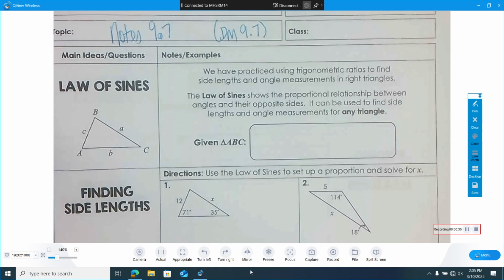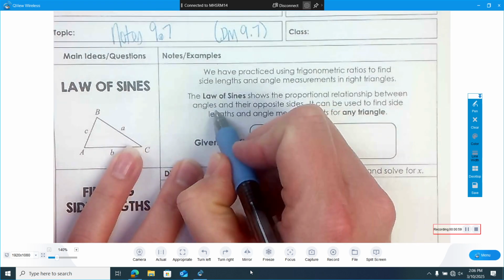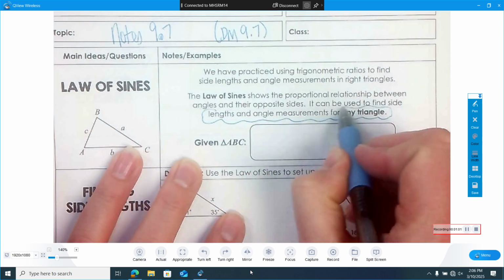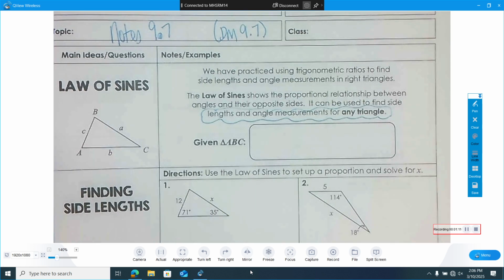So it turns out, up until this point, everything that we have been doing has been right triangle trig. 95% of trigonometry is right triangle trig. And after you learn all of this stuff about right triangles, it turns out that we have two formulas that actually work for any type of triangle. So the law of sines can be used to find length and angle measures of any triangle, not just right triangles, all right? Kind of interesting.